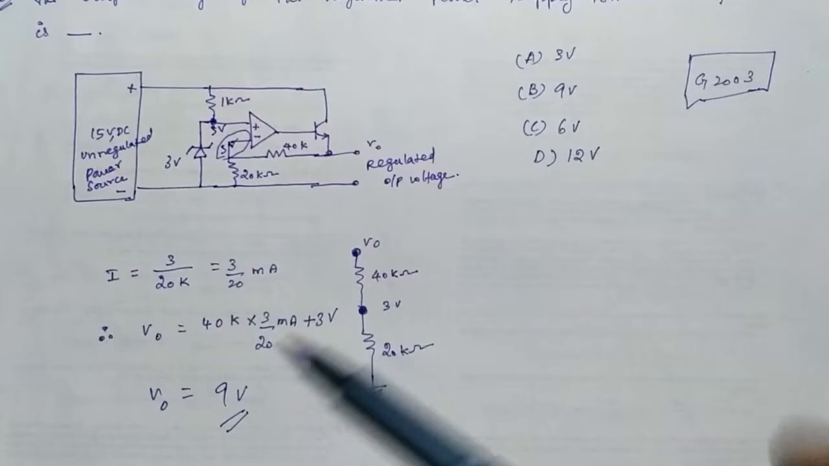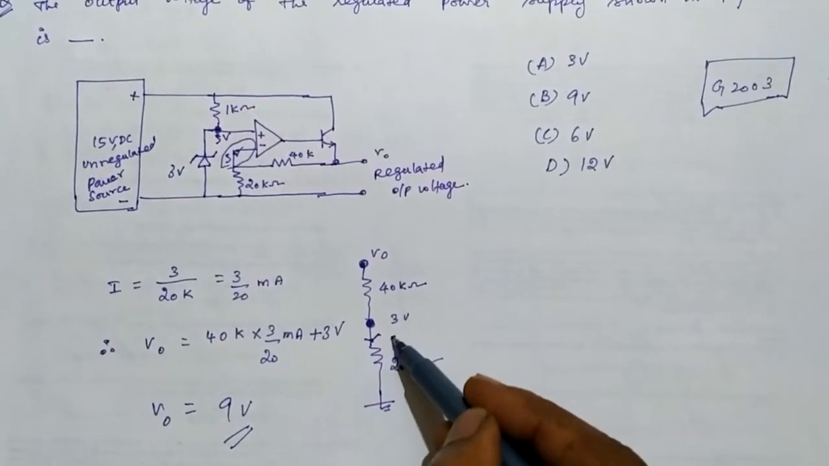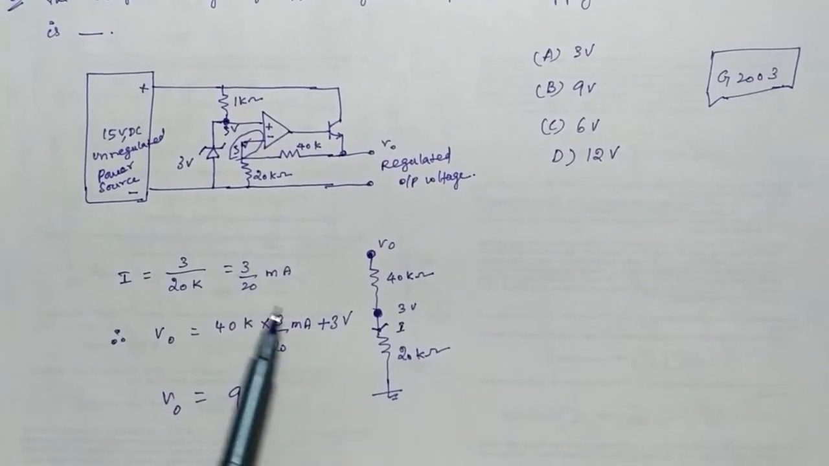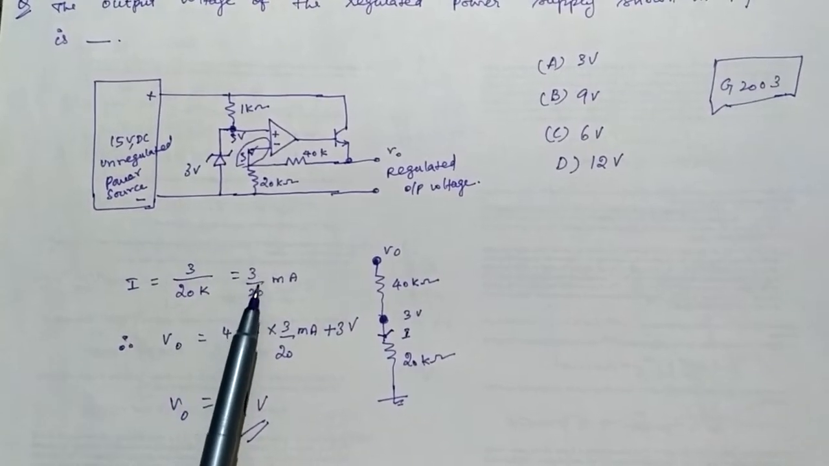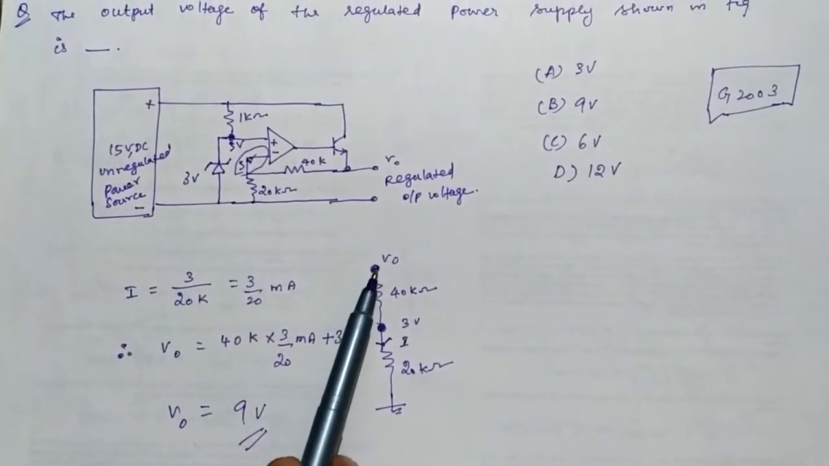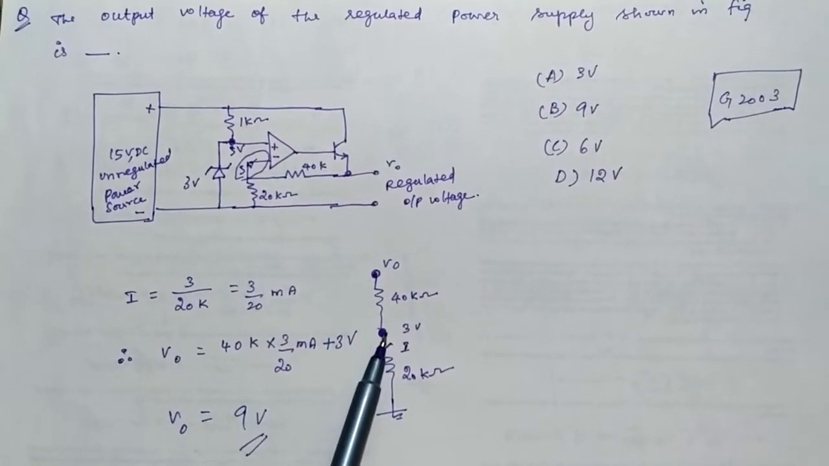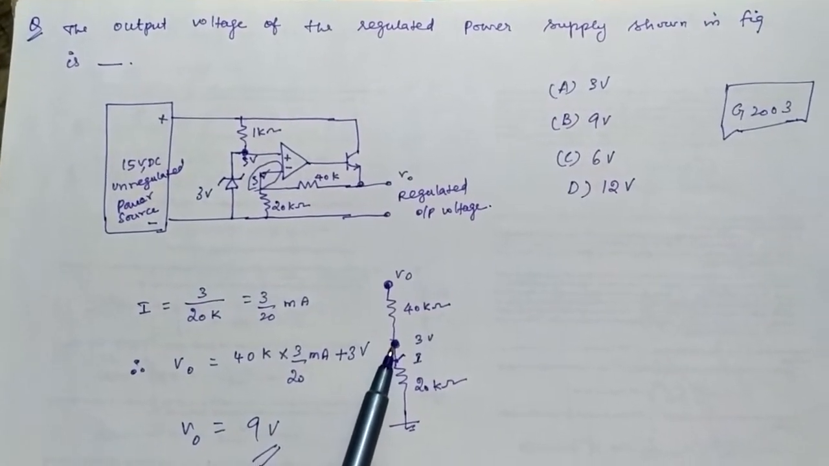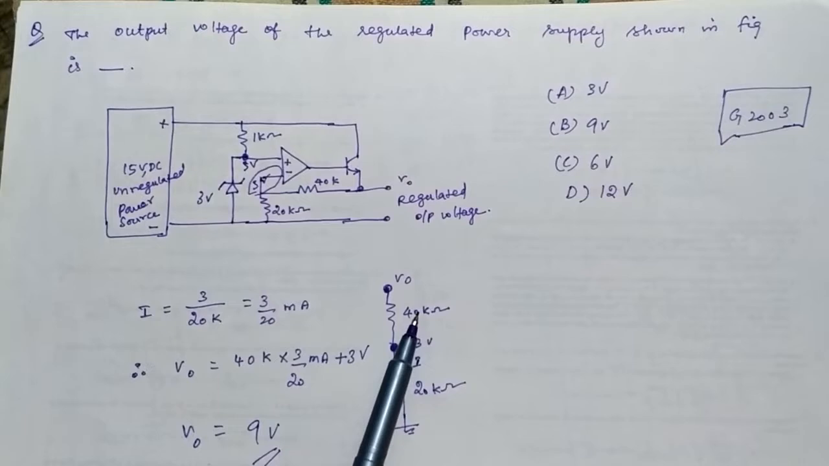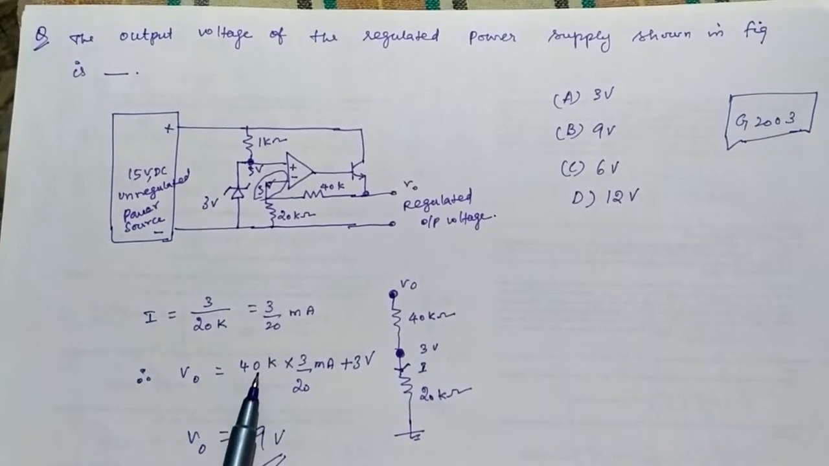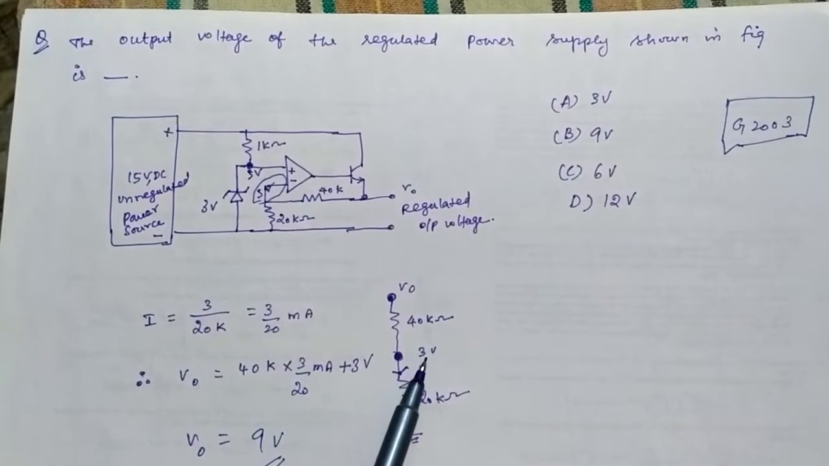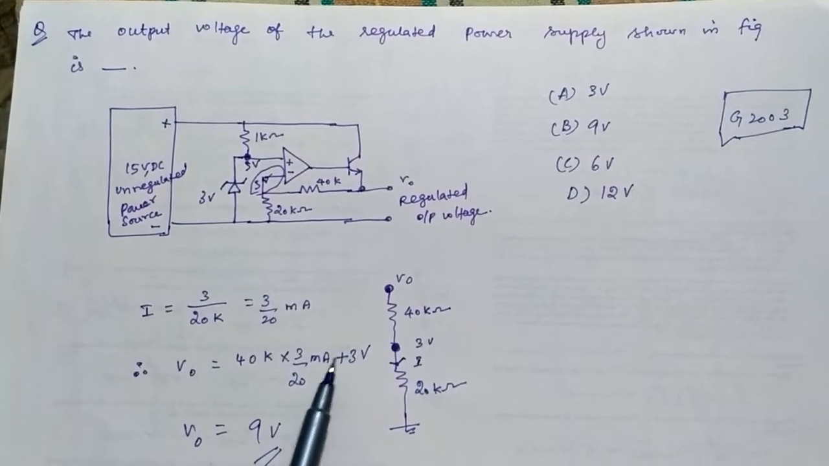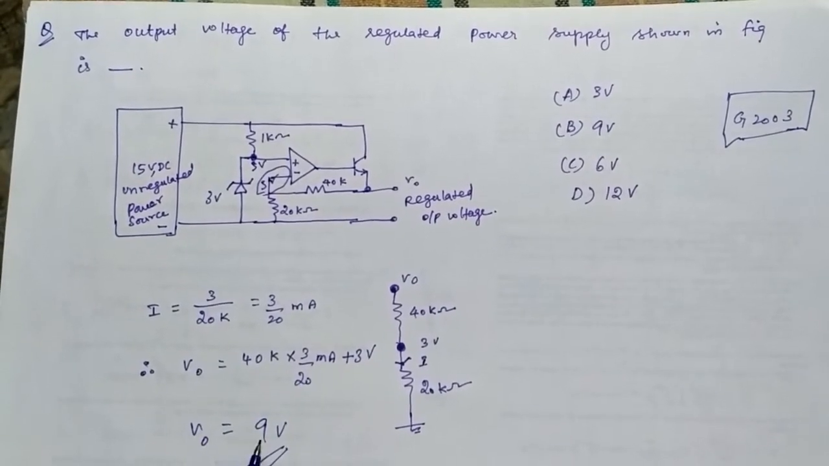Now here we will calculate the current first. This current value is 3 volt divided by 20 kilo ohm, which is 3 by 20 milliamps. Now the output voltage is nothing but this voltage plus the drop in 40K. So V0 is equal to 3 volt plus the voltage drop in 40 kilo ohm, which is 40k into the current. The current we calculated as 3 divided by 20 milliampere. When we simplify this, the answer is 9 volt.